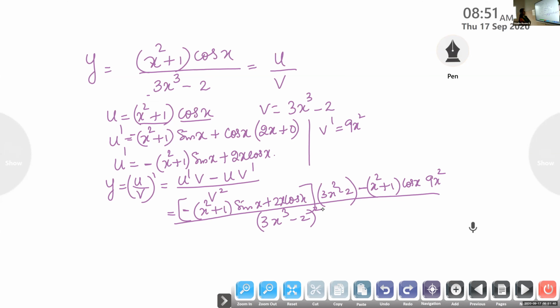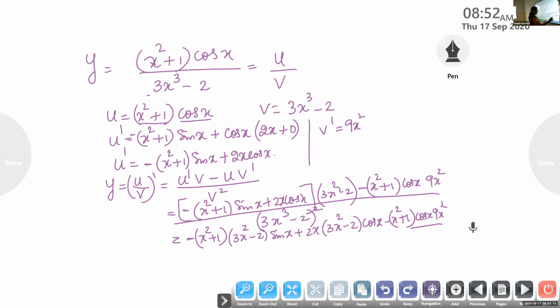Is it okay up to this, children? So next step, if I open the bracket here, you'll get minus x square plus 1 into 3x square minus 2 into sin x plus 2x into 3x square minus 2 into cos x minus x square plus 1 into cos x into 9x square by 3x cube minus 2 the whole square.